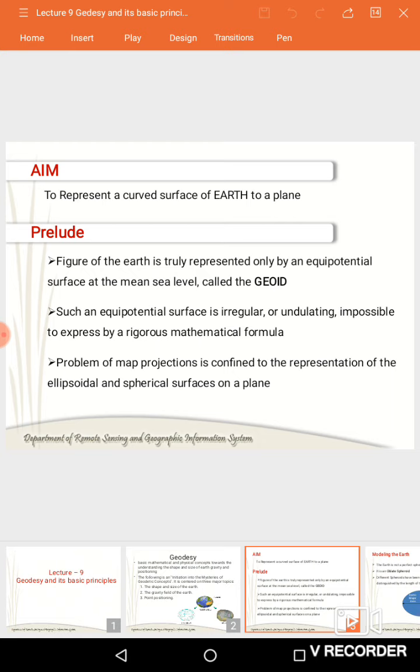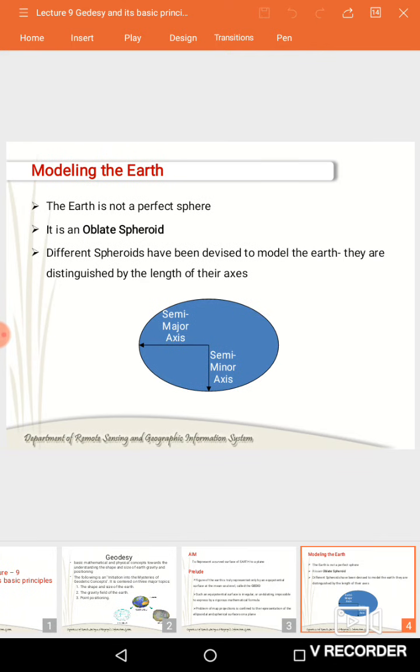the projection of the earth's surface in the map, because it is represented as an ellipsoidal or spherical shape on the surface of the plane. And next, because of its irregular shape, not a perfect shape, it is distinguished by the lengths of its axes, like the semi-major and semi-minor axis.